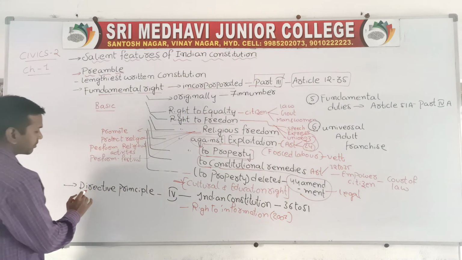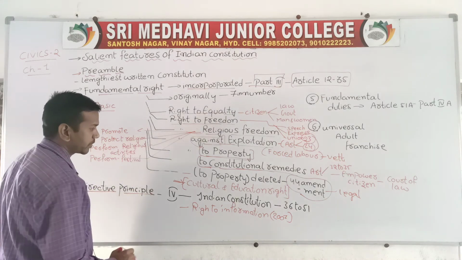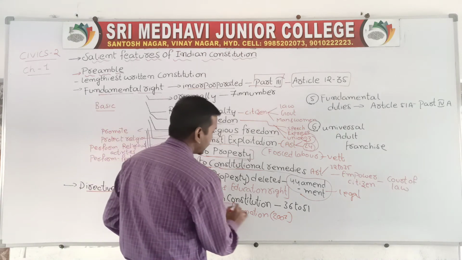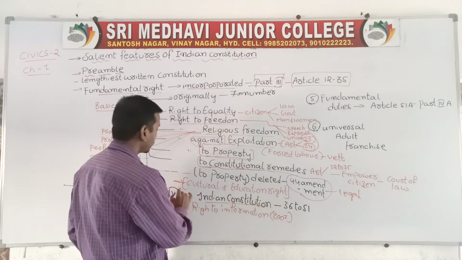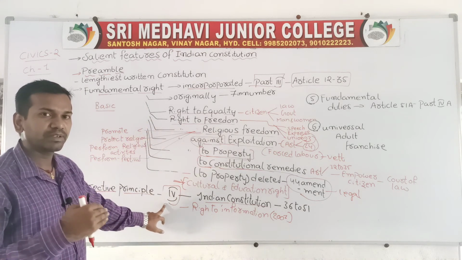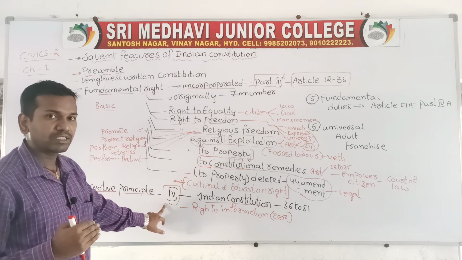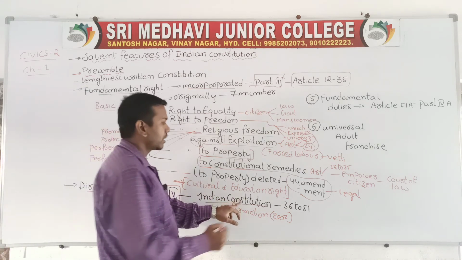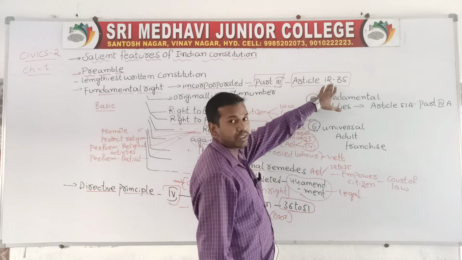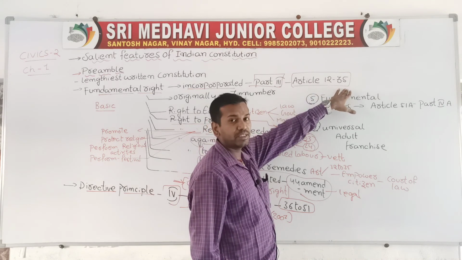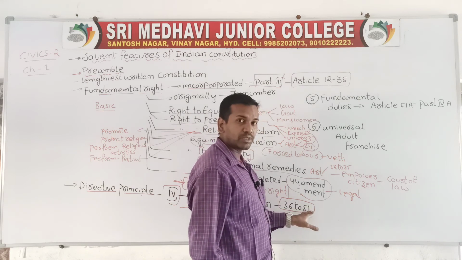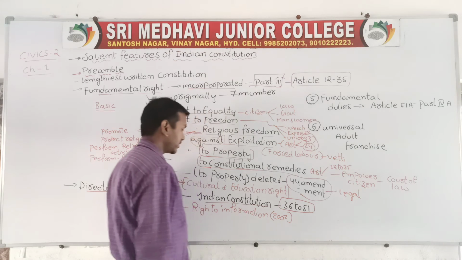One more important right is called directive principles. These directive principles were incorporated in the Indian Constitution under Part 4. Constitutions are divided into different parts, so directive principles are incorporated in Part 4 of the Indian Constitution, and this mainly deals with Articles 36 to 59. Children, we already know that Articles 12 to 35 are related to fundamental rights, and Articles 36 to 59, most of the articles, are related to directive principles of state policy.